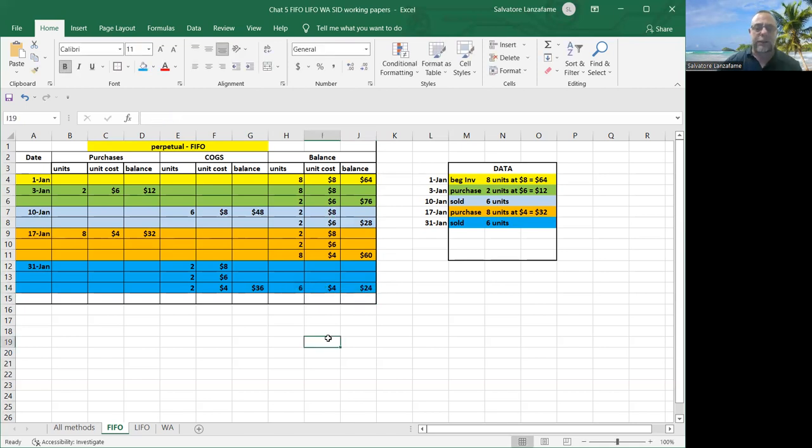Right? So this is an example of the FIFO method. I hope that was very helpful for you. Look for the next video. I'm going to use the same data and I'll use the LIFO method.